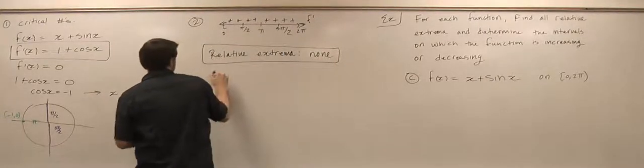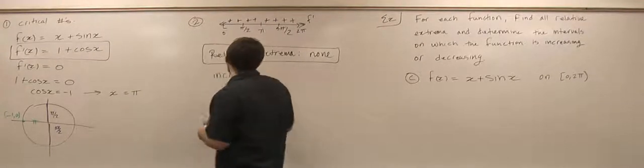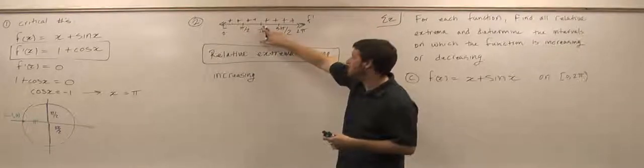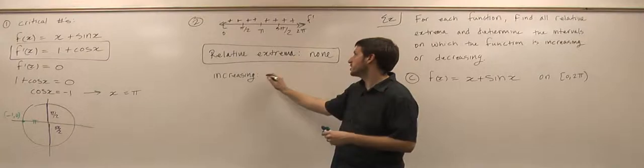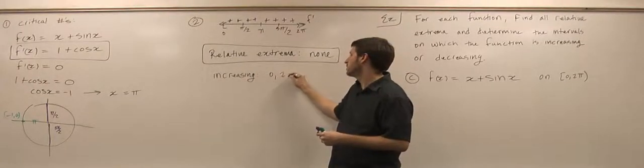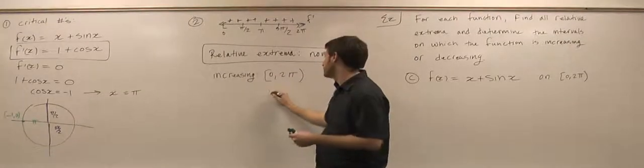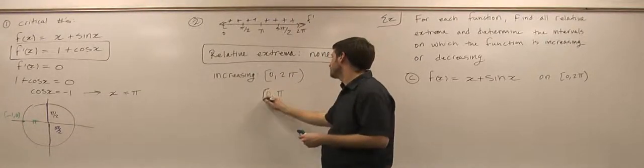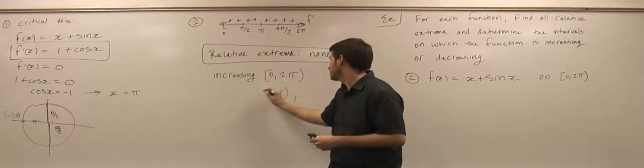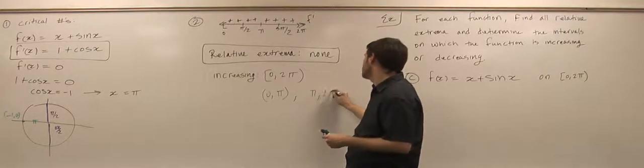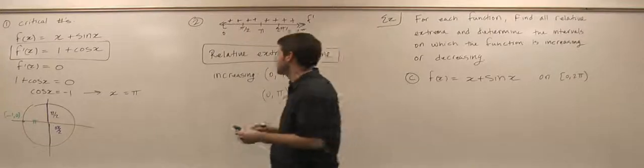Increasing? Always. In this case, because there's not a discontinuity here, there's no break in the graph here, this is actually increasing on the entire interval, 0 to 2 pi. But you could write 0 to pi, and then pi to 2 pi. Yeah. This is more correct. You always do open intervals for increase and decrease.